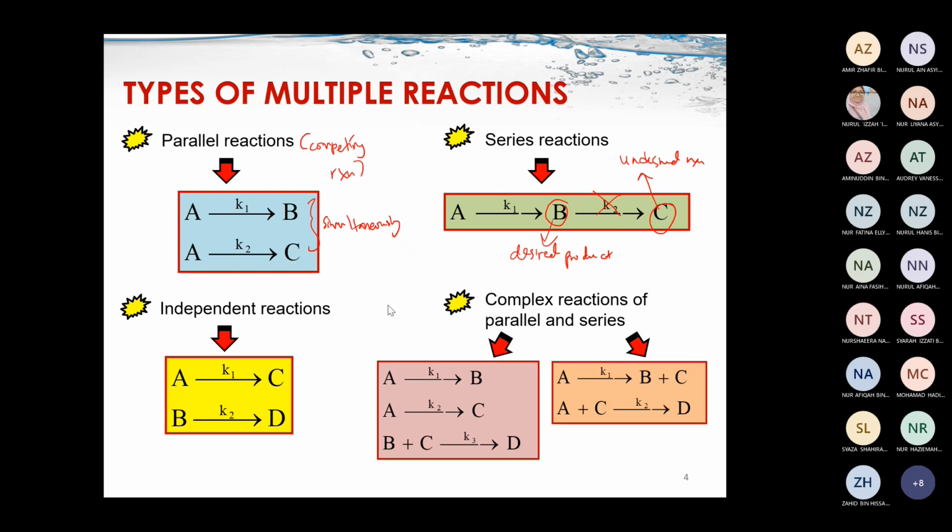Okay, for example, we have A to B and then A to C. So this is the parallel one. Alright, and then after this parallel reaction happens, the B will combine with the C in order to form a new product, which is D. So we categorize this as the complex reactions. And then we have another one where A forms B and C, and then the C here, which is the side product, will combine back with the reactant A in order to form a new product D.